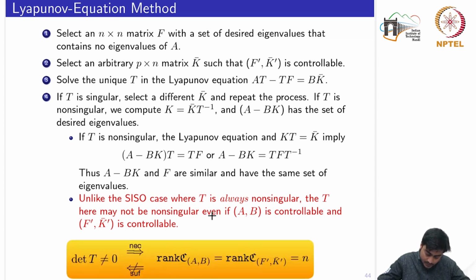In fact this leads only to a necessary condition, meaning that if the matrix T is non-singular, or the determinant of the matrix T is not equal to 0, then it implies that both the pairs A comma B and F transpose comma K bar transpose are controllable. But if both the pairs are controllable, it might not be possible that the matrix T is non-singular. Okay, so this is only a necessary condition but not a sufficient condition.